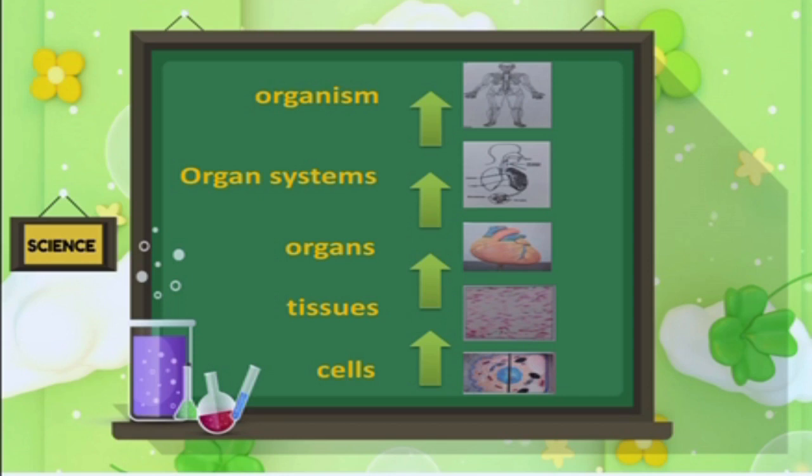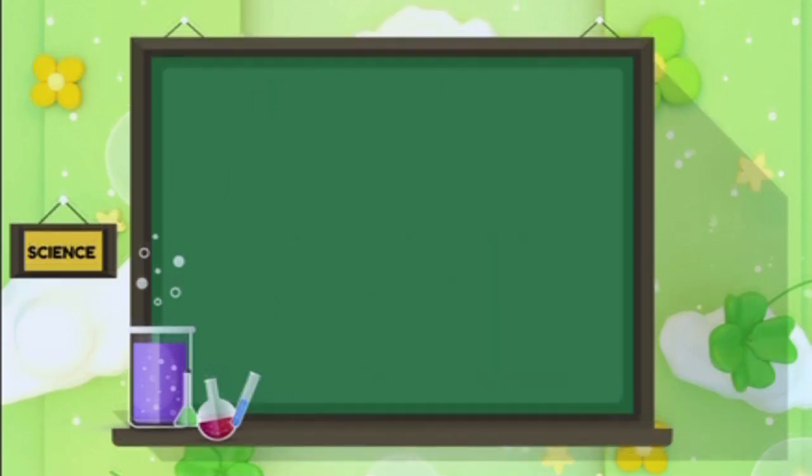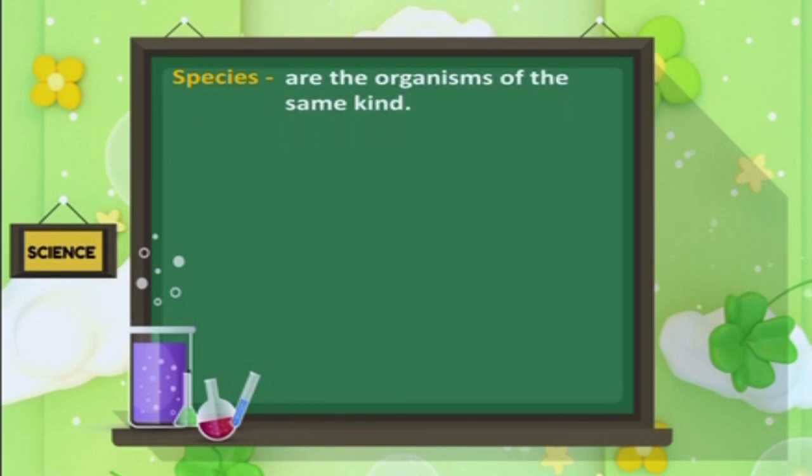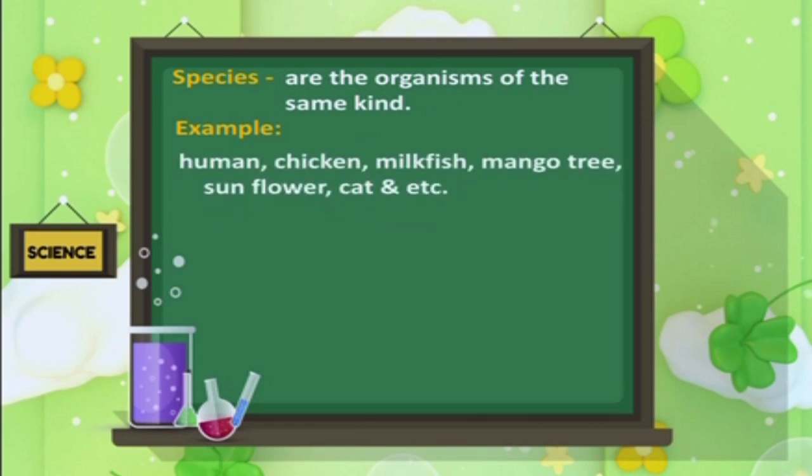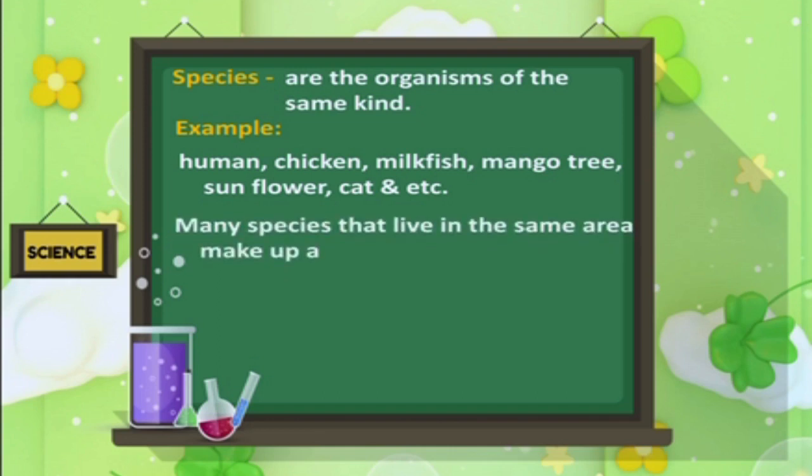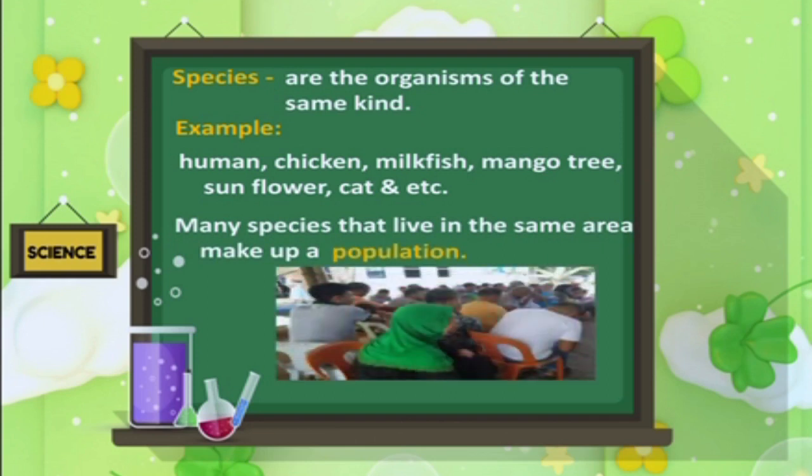And this one kind of organism is the species. Species are organisms of the same kind. Examples are human, chicken, milkfish, mango tree, sunflower, cat, and so on. This refers to an individual kind of species. Many species that live in the same area make up a population. The picture below is a human population, a group of people living in the same area.